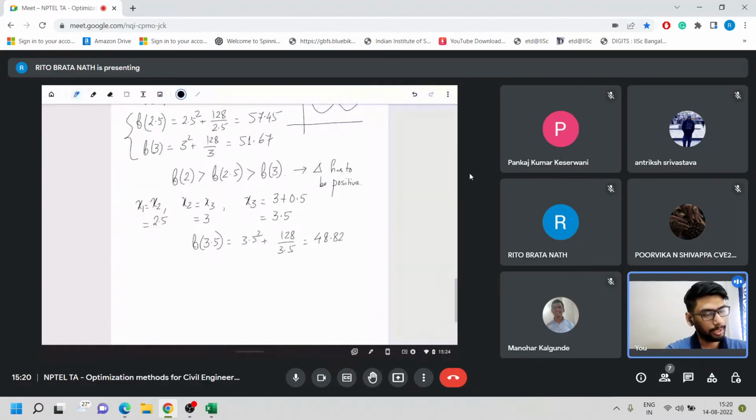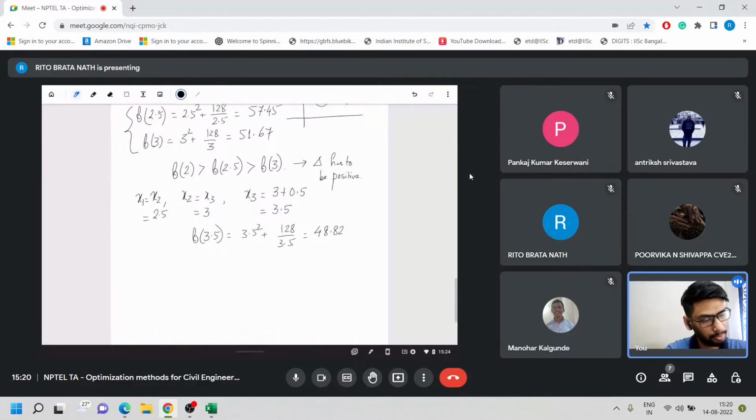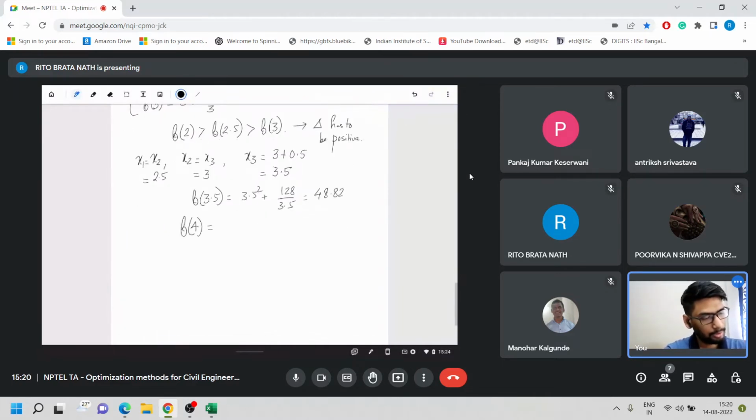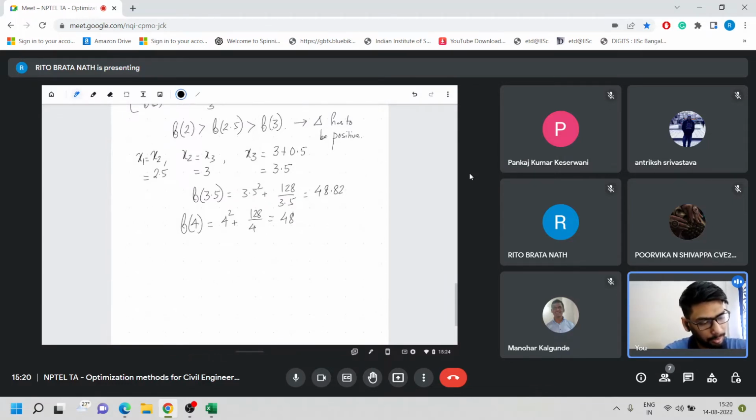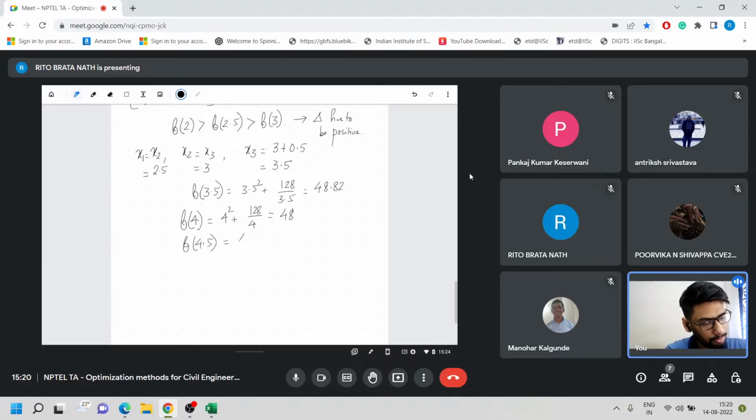Similarly, you can see that it's again lesser than what you had before. So you have to again go for f(4). So your f(4) will be 4 squared plus 128 by 4. So I think this is 48. And again, it's lesser, but then you have to go for f(4.5). So when we calculate this value, we'll get something like 48.69. So now looking at this trend, can anyone tell me where the root lies, in which interval?